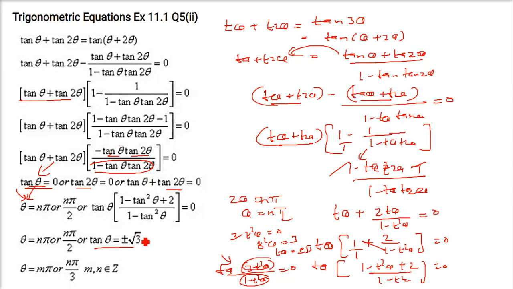You can use the value of root 3. You know that tan 60 is root 3. So you can use this value, and tan theta equal to tan alpha, this formula you can use. For this you can use one time plus, one time minus, this tan pi by 3, because this is root 3. We know that it is 60 degree.